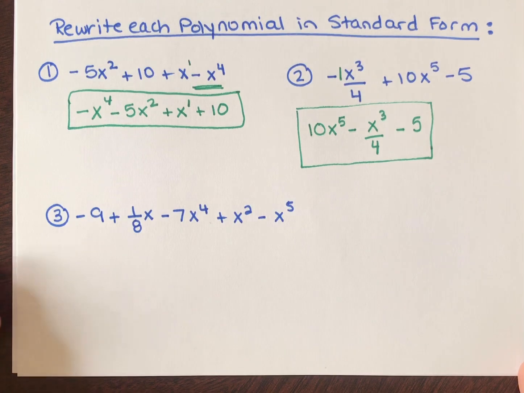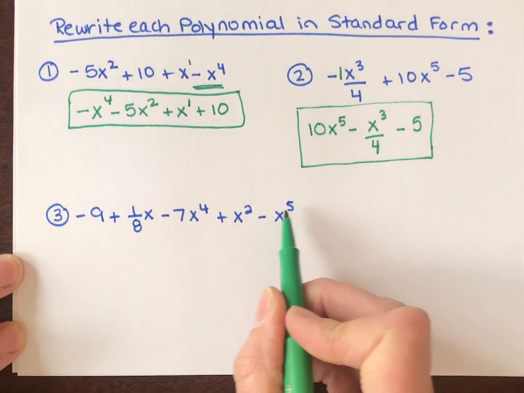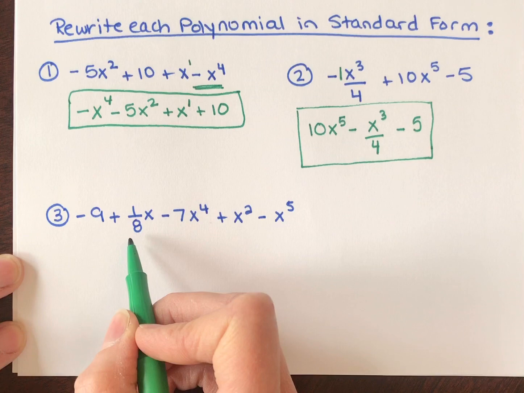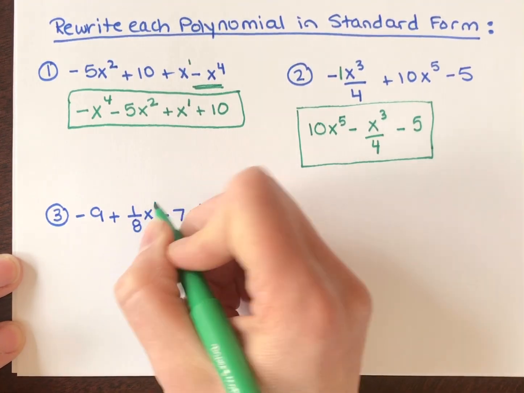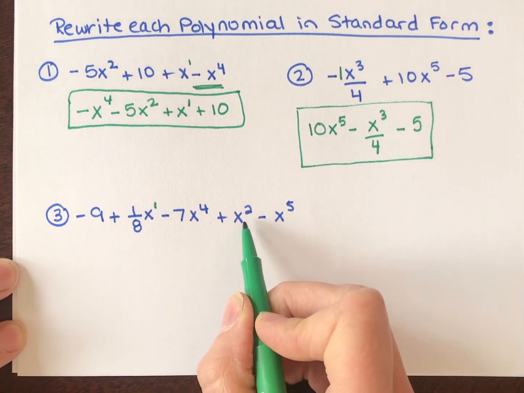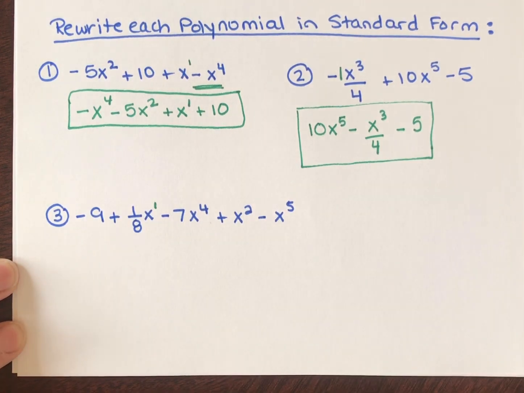Okay, and if you look at the last example for putting in standard form, I just have a lot more terms here. So just be careful, make sure you scan the problem. All right, I have a negative 9, a 1/8 to the x. There's that other fraction there. Again, don't let it throw you off. Okay, so that's really x to the first there. A negative 7x to the fourth, an x squared, and a negative x to the fifth.